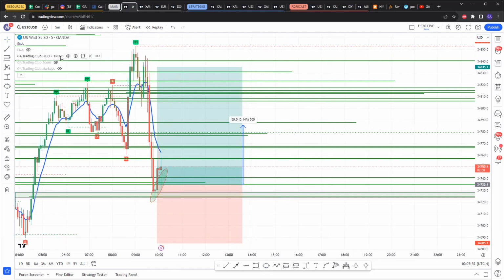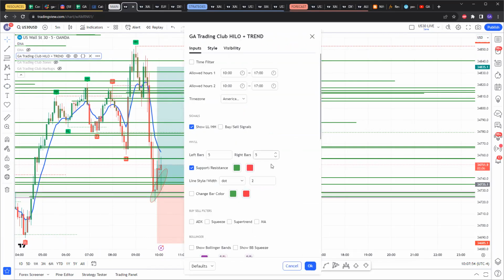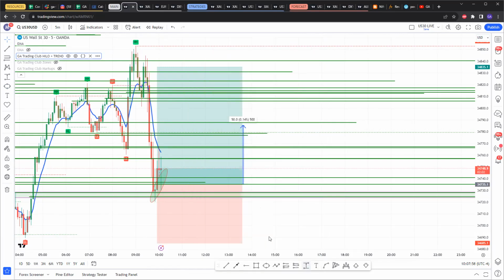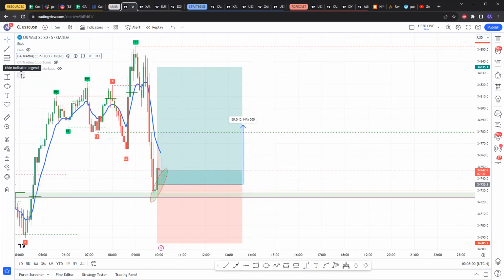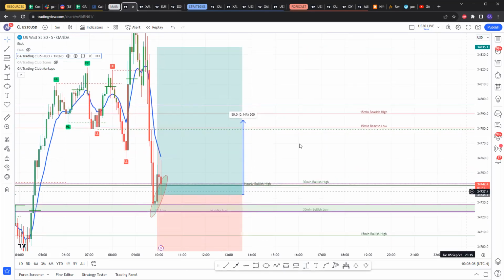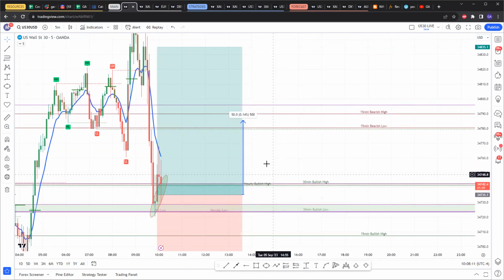Right. Let me remove these SARs for now. It's a bit too many for my liking. See entry. Also, we have this hourly bullish high as well down here. So let me leave the markups.